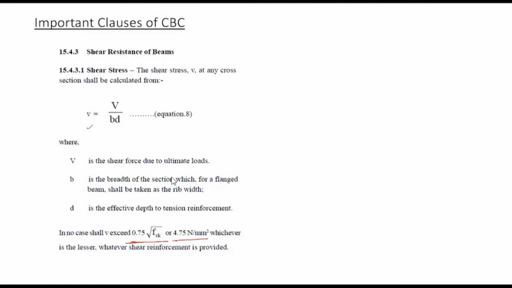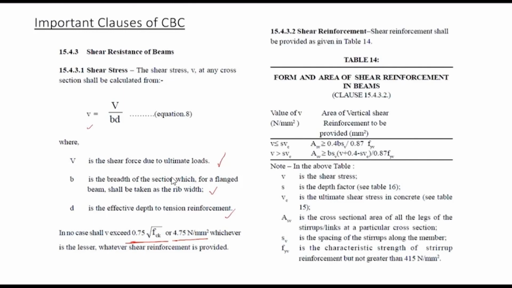Okay, compression failure of concrete. So V is the shear force due to ultimate load, b is the width, and d is the effective depth. Here also the formula is given. This is for minimum shear reinforcement. This is for the shear stress with shear reinforcement.